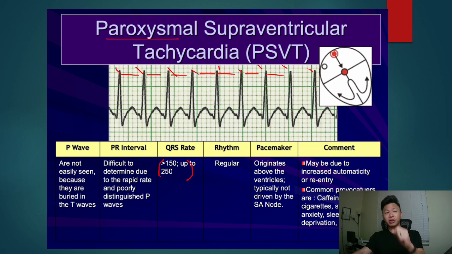But the two things you're going to take a look at are, number one, that rate and the regularity. It is regular. And there's most likely a P for every QRS. So we're going to take a look at that, and that is what we call SVT or PSVT, right? Again, what is causing this? Something is causing this.